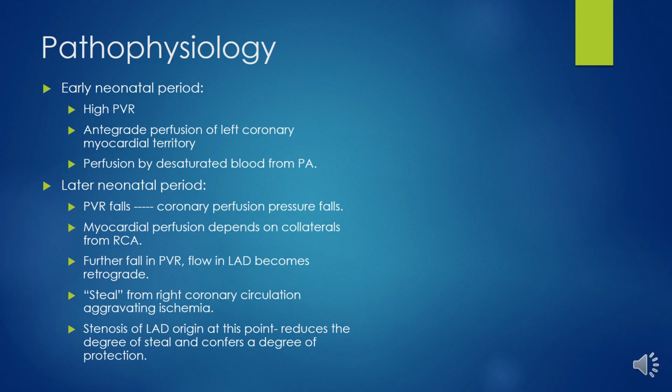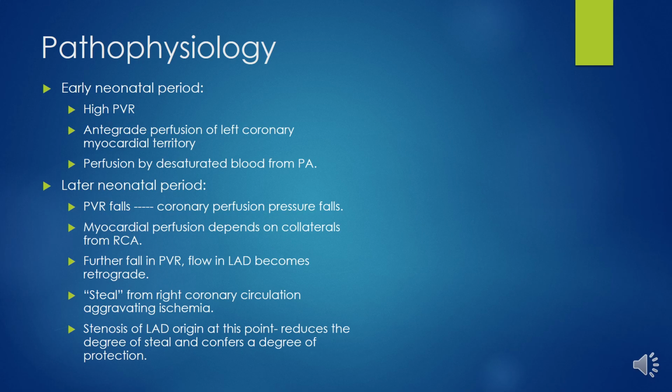So, in the early neonatal period, there is a high PVR, antegrade perfusion of the left coronary in the myocardial territory, and perfusion by desaturated blood from the PA. Later in the neonatal period, PVR falls, coronary perfusion pressure falls, and the myocardial perfusion depends on collaterals from the RCA.